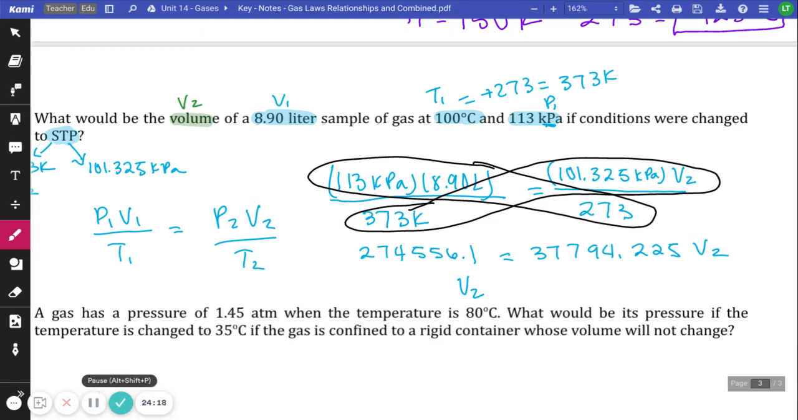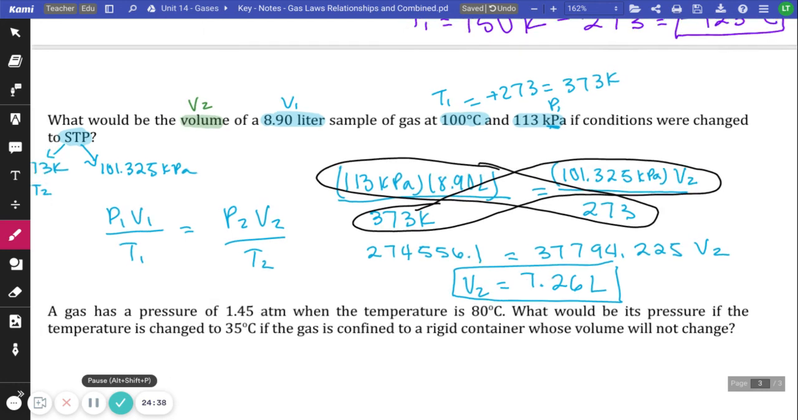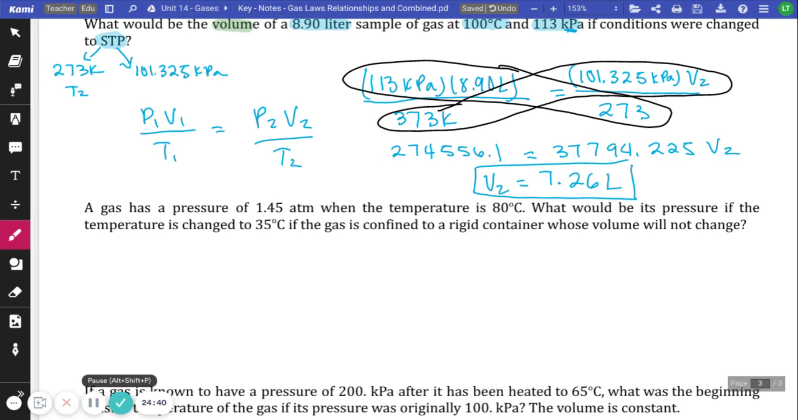And we should have 3 sig figs in our answer because that's our fewest number of sig figs in our problem. So we get 7.26 liters as our volume. Boom. All right, guys, I want you guys to go ahead and try to solve this next one.